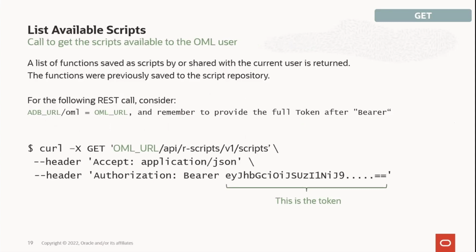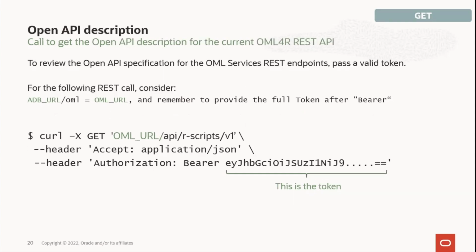If you'd like, you can list the scripts that are available to you, which will be the scripts you've saved in the script repository, and then any scripts that were shared with you by another user. And to do this, you'll send a GET request to the scripts endpoint, and you'll need to include your token with the request. If you want to get the open API description, you'll send a GET request to the R scripts version 1 endpoint. And again, you'll include your token along with the request. This will return all of the available endpoints along with their API descriptions. And of course, you can also see this in the REST documentation for embedded R execution.